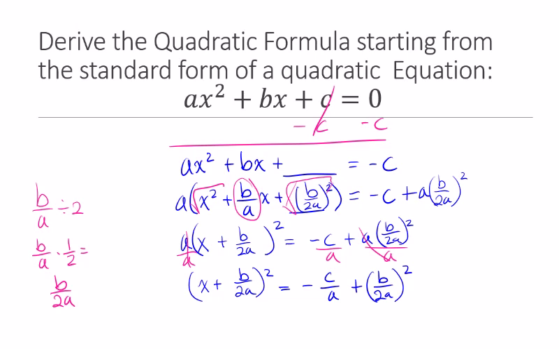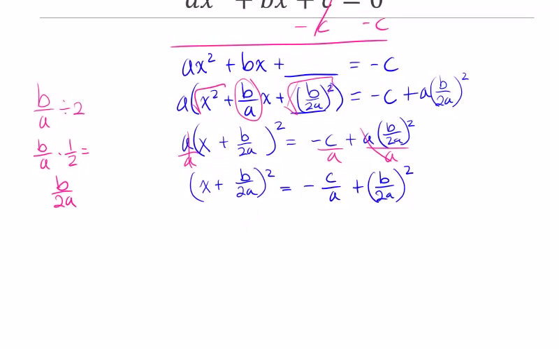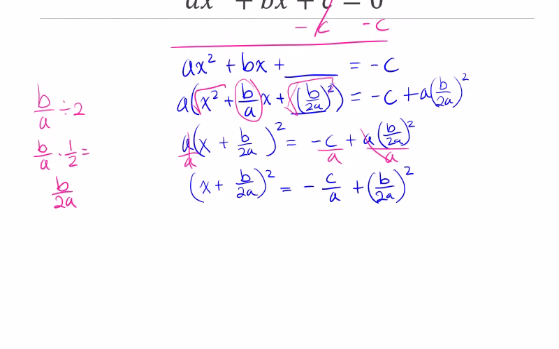All right, so now I'm going to take, let me actually simplify the right a little bit more. Okay, so let's get a common denominator and make that into one fraction. So let's square b over 2a, so that'll be b squared over 4a squared, right? If I square this whole thing.